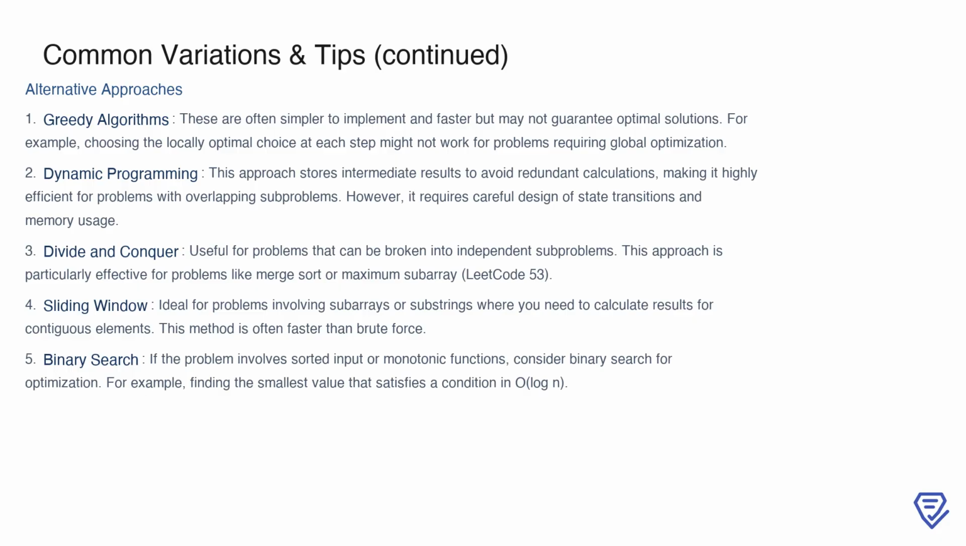Divide and conquer is another powerful strategy, especially for problems like merge sort or finding the maximum subarray, where you can break the problem into smaller, independent subproblems. Sliding window techniques are particularly useful for problems involving contiguous subarrays or substrings, allowing you to optimize calculations without relying on brute force. Lastly, if the problem involves sorted inputs or monotonic functions, binary search can be a game changer for finding solutions efficiently in log n time. Each of these approaches has its strengths and is suited to different types of problems, so it's helpful to understand when and how to apply them.